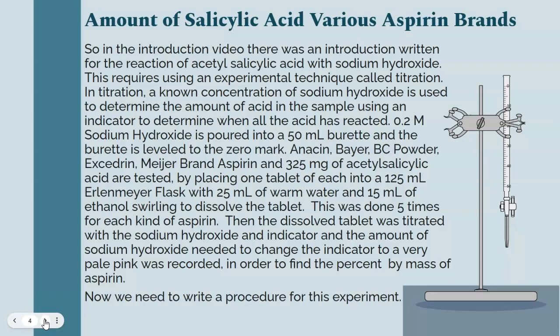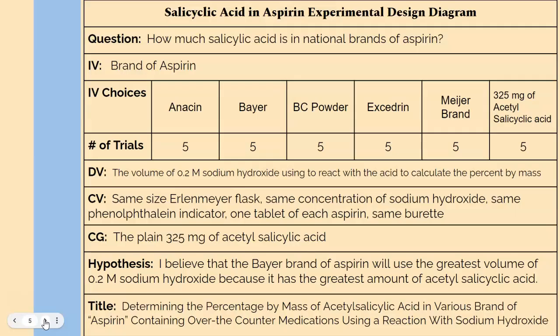That's an experimental design diagram. So let's look at that. So here is the experimental design diagram for this experiment. We want to know how much acetylsalicylic acid is in the national brands of aspirin. So we're going to choose the brands of aspirin. So we have our choices. Those are our IV choices. That should have been pretty clear from the setup, the scenario.